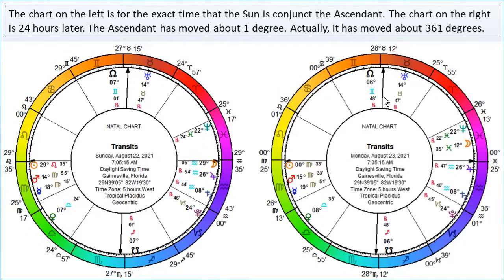What happens exactly 24 hours later? The ascendant moves about 1 degree from 29 Leo 35, slightly less than a degree in this case. It'll vary, 0 Virgo 25, but it's not actually 1 degree. It's spun all the way around, 361 degrees. Of course, the sun moves about a degree in a day and so on. Moon moves about 13 or 14 degrees on average in a day, etc. So it's a day later. Okay, so the cusps are moving 361 degrees.